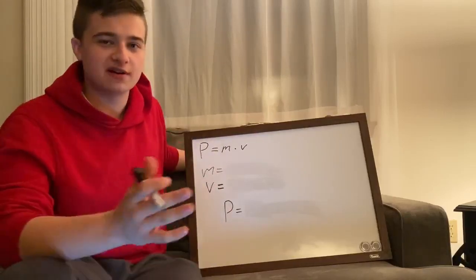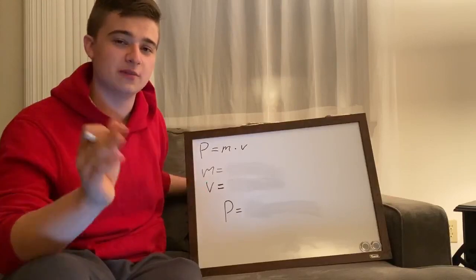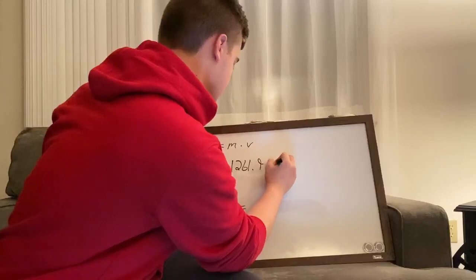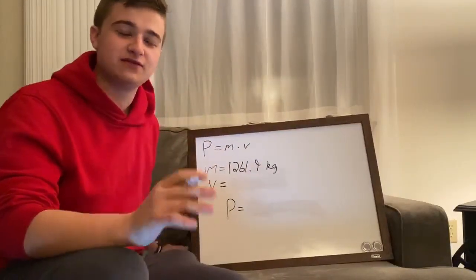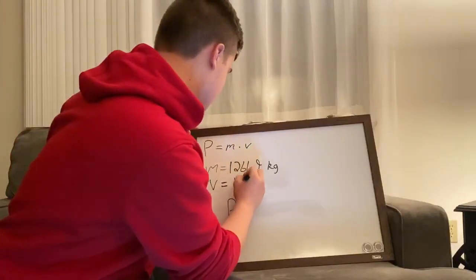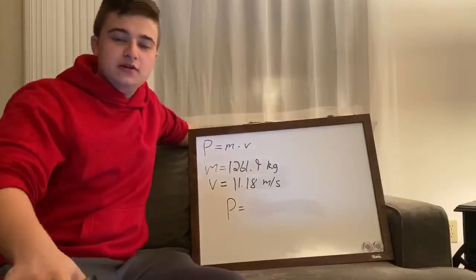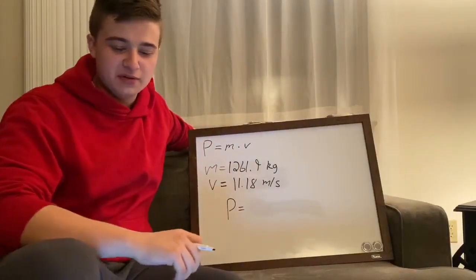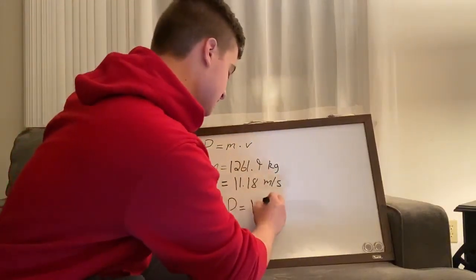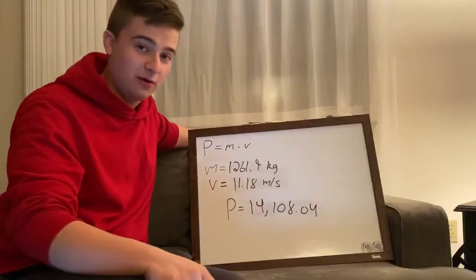According to Google, since I don't have a scale large enough, Meredith has a mass of 1,261.9 kilograms. And was traveling at a velocity of 25 miles per hour, or 11.18 meters per second. Using our formula and plugging in for our variables, we can determine that Meredith had a momentum of 14,108.04 units of momentum. Holy smokes.